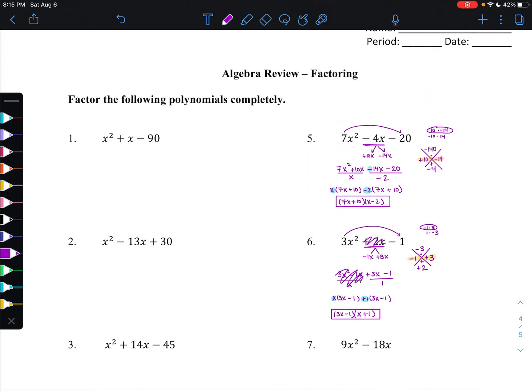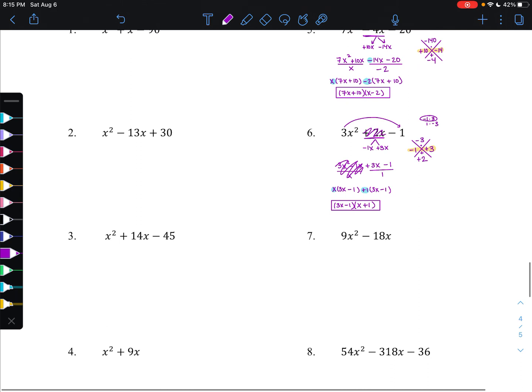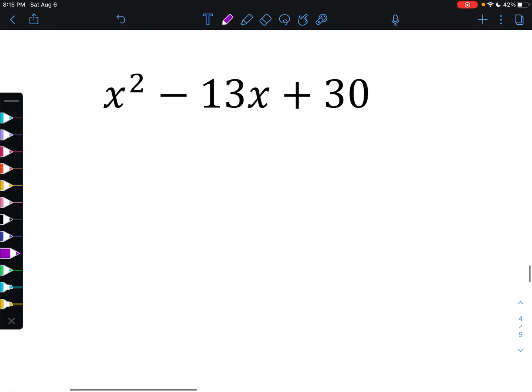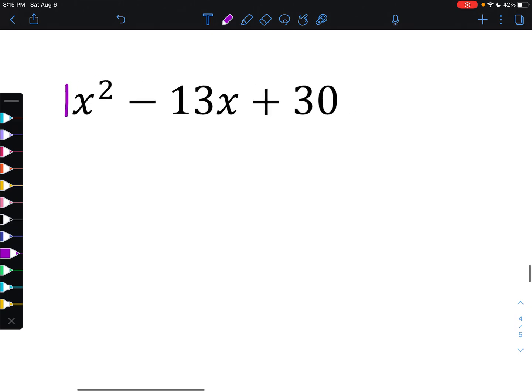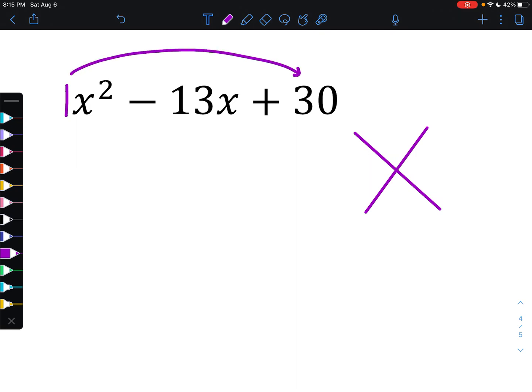Now, I do want to look over here, and we're going to do number 2. This looks a little bit funky because when you look at this, it doesn't look like there's a number in front of x squared, but there is. The number that's in front of x squared is a 1. So if it makes you feel more comfortable to put a 1 there whenever you do this type of factoring, you should do that. There's not a greatest common factor with those 3 terms, so I'm going to go ahead and make my x, and then I'm just going to do this like I normally would.